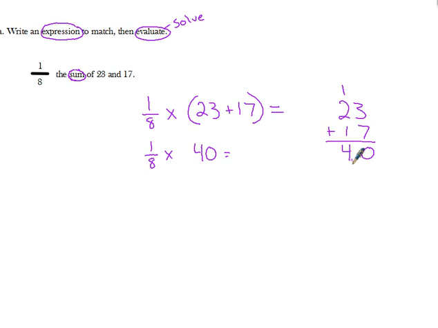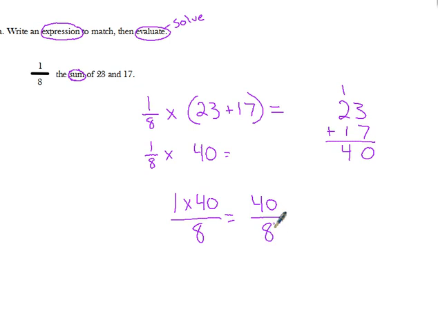Now I have 1/8 of 40. Anytime I have a fraction times a whole number, I'm going to set up a 2 numerator, 1 denominator fraction. I got the 1/8 from my fraction. Here's my 1/8 times 40, the whole number I make as my second numerator. So 1 times 40 is 40. I keep the denominator of 8.